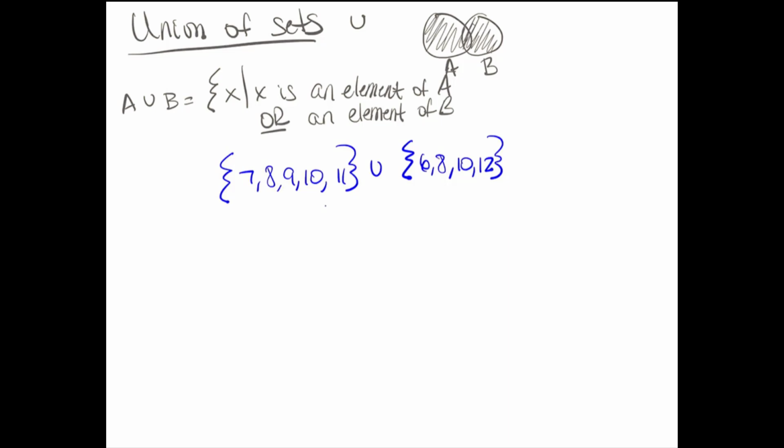So I know that I'm going to get a set of elements. I got 6. I have a 7. I got 8 in both of them, so I just need to write it once. I have a 9. I got 10 in both of them, I only have to write it once. 11 and also 12. And that fills my set. So for it to be a union, it's going to be in one or the other.